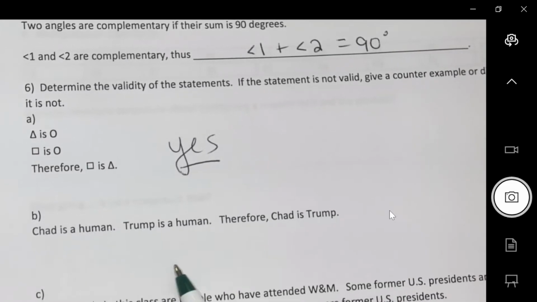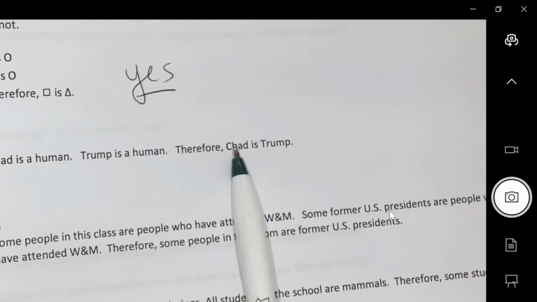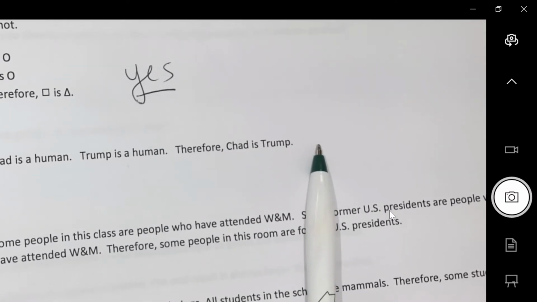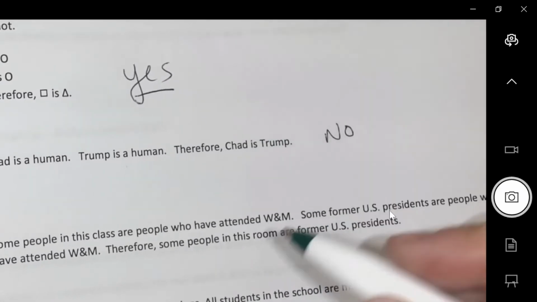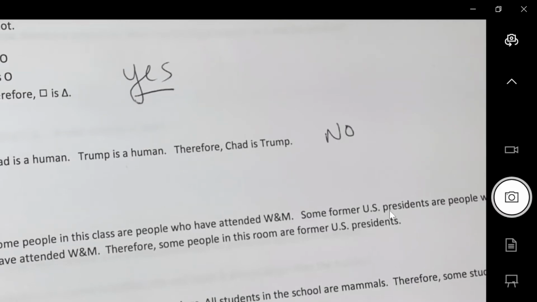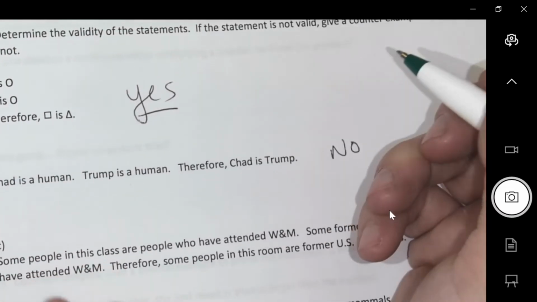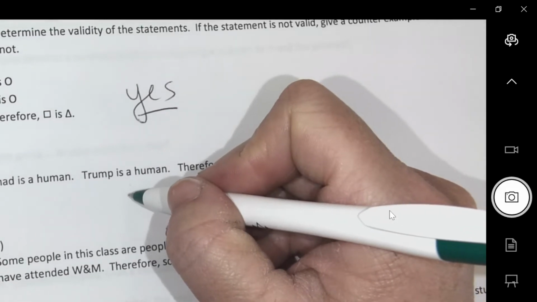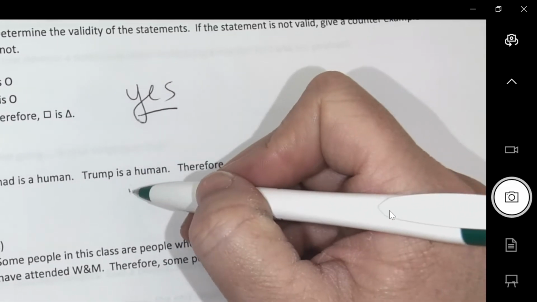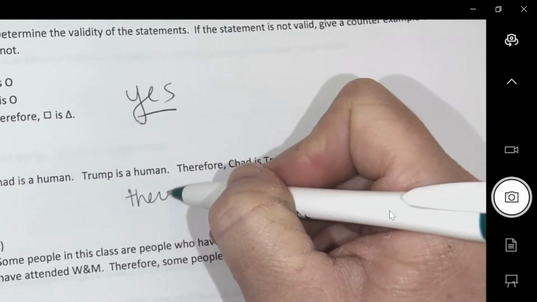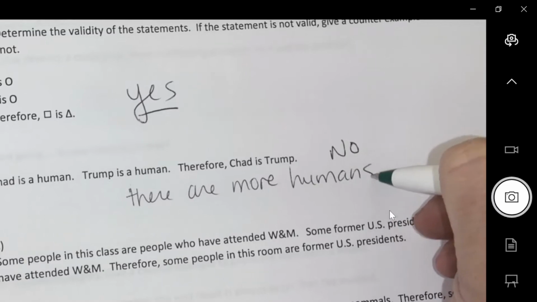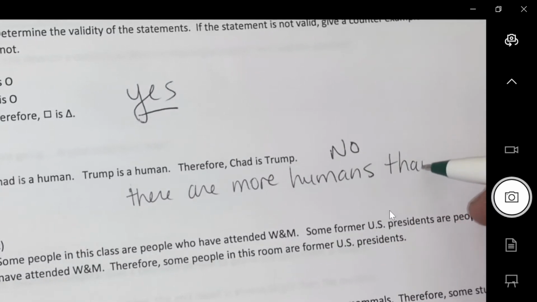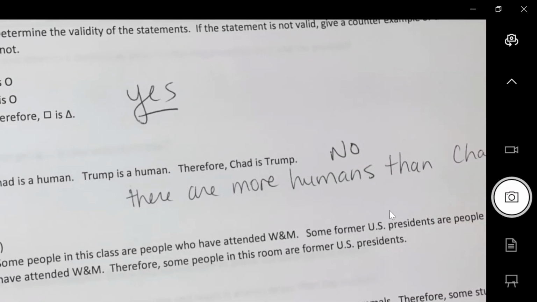Chad is a human, Trump is a human, therefore Chad is Trump. Is that true or not true? No. Why isn't it? There are more humans than Chad. There's other humans. Trump could be another human.